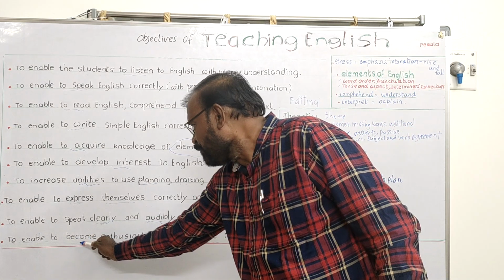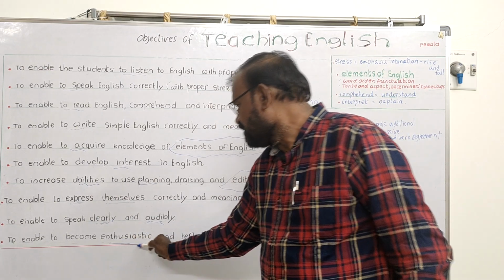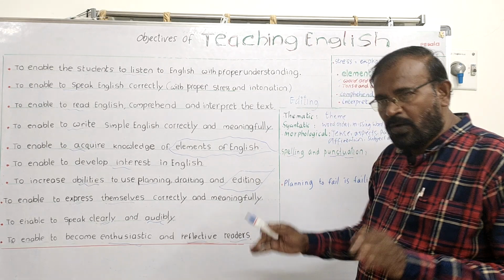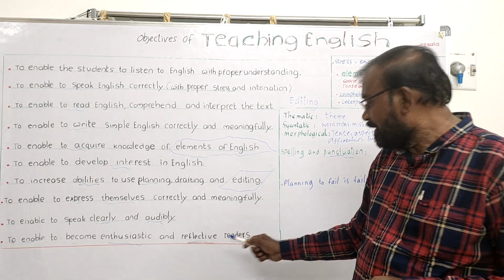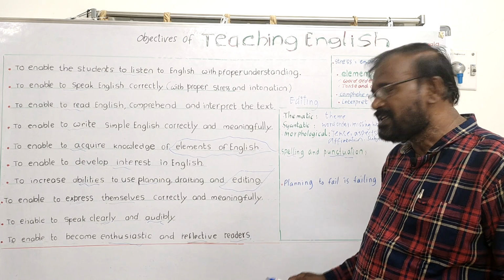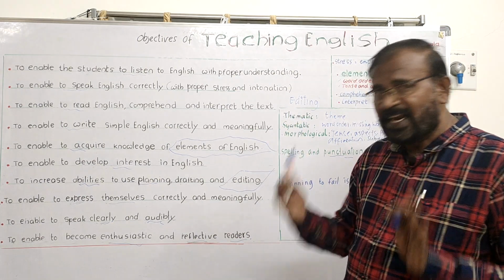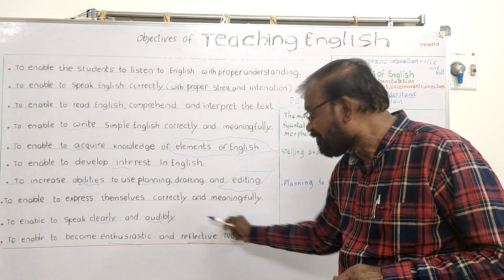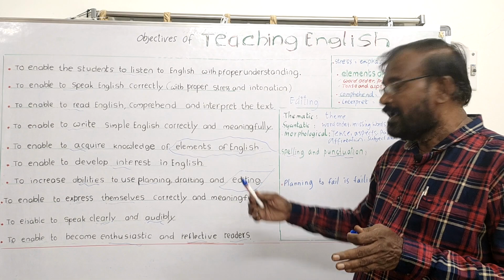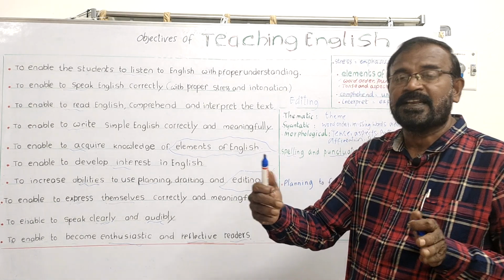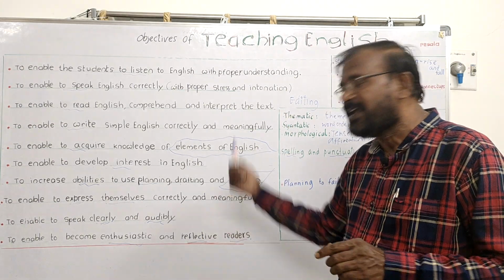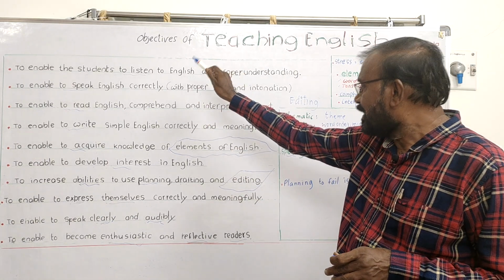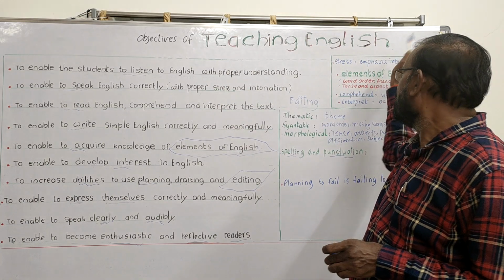And to enable them to become enthusiastic, meaning very interested and reflective readers. We have to make the students the right readers. The right readers means whatever they read, they can understand and they can respond, and they must be reflective readers. What they read, they must be in a position to express or explain or respond to. And these are the 10 major or general objectives of teaching English.